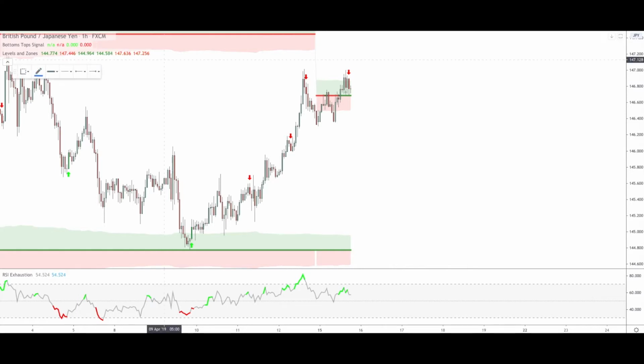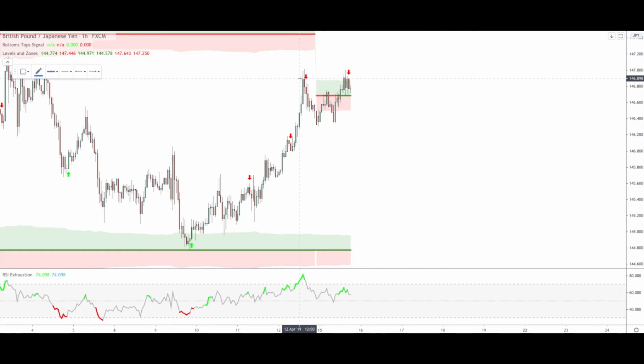So the trade looks like this. I'm expecting the price to go down. How much? Probably at least to retest this support level here. Why am I expecting this kind of movement? Well, for a few reasons.